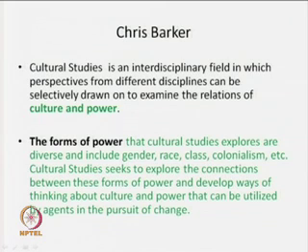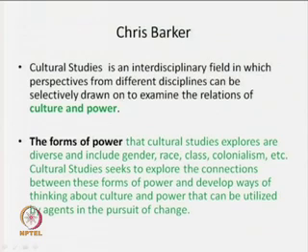Further, we will look at some of the formulations by Chris Barker. Now, let us look at this. Cultural studies is an interdisciplinary field in which perspectives from different disciplines can be selectively drawn on to examine the relations of culture and power. Here again, Barker is articulating the main goal of cultural studies.